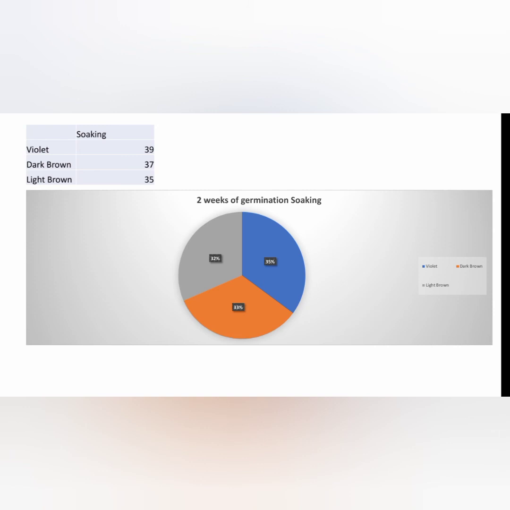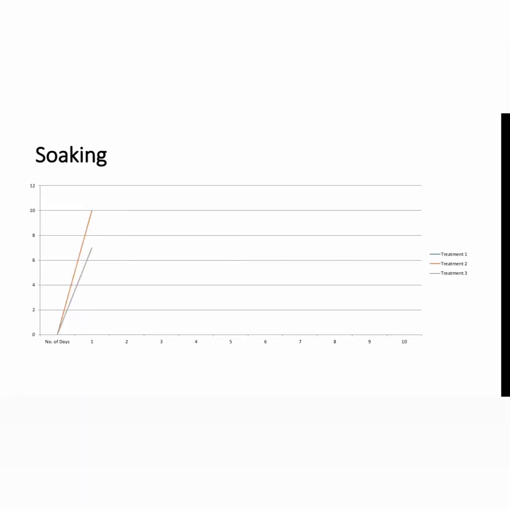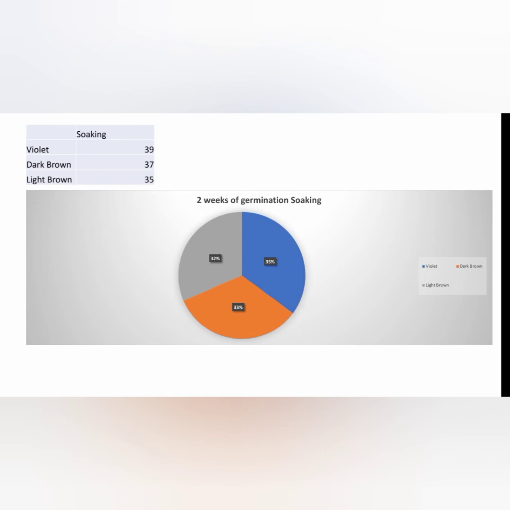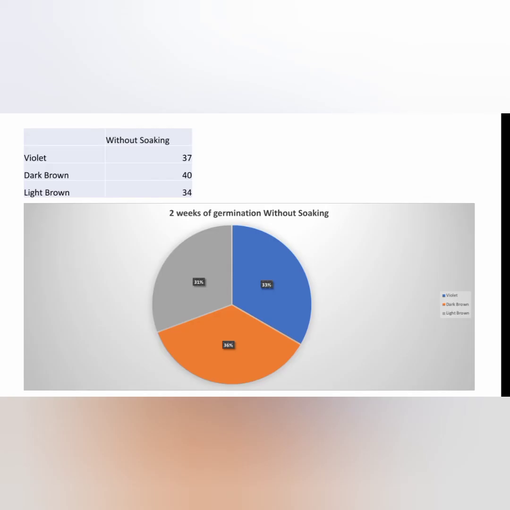A while ago, as we saw under the survival rate, without soaking shows that light brown is only 34, but in soaking it is 35. So if we talk about survival rate, it's not really advisable that treatment 3 be planted, especially if you want to have a lot of trees. So light brown is not really advisable to plant if you talk about survival.